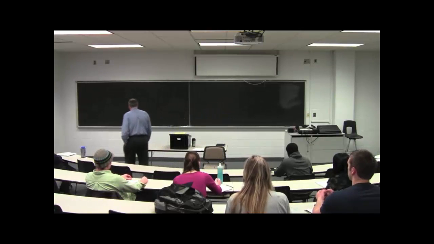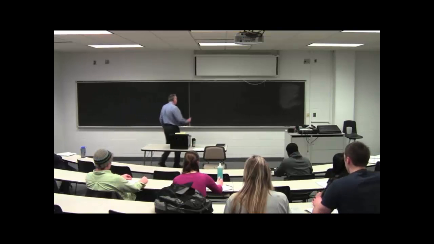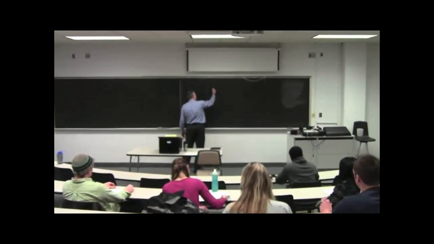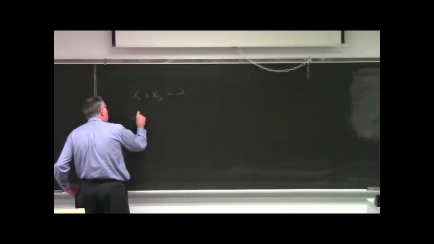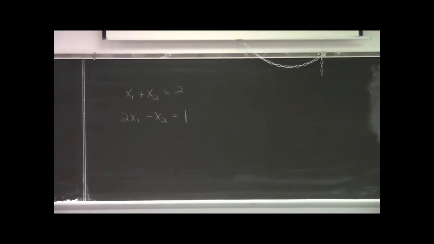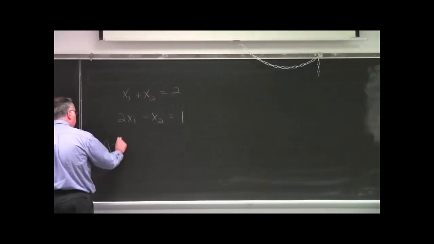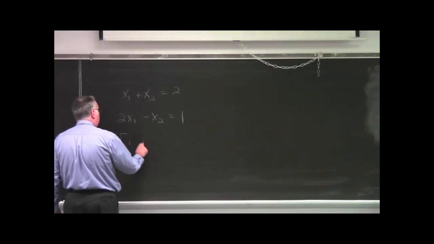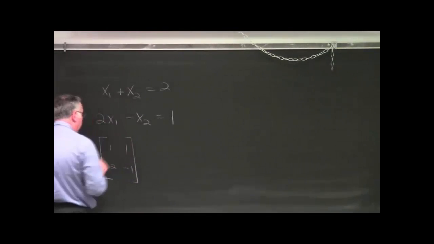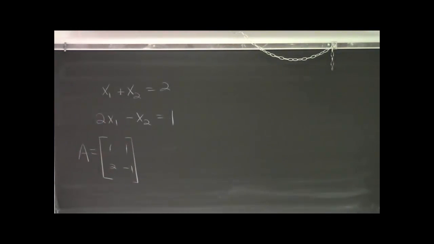Okay. Here was the problem we were discussing. x1 plus x2 equals 2, and 2x1 minus x2 equals 1. In this case, our coefficient matrix is just this 2 by 2: 1, 1, 2, minus 1. And what's the first step?